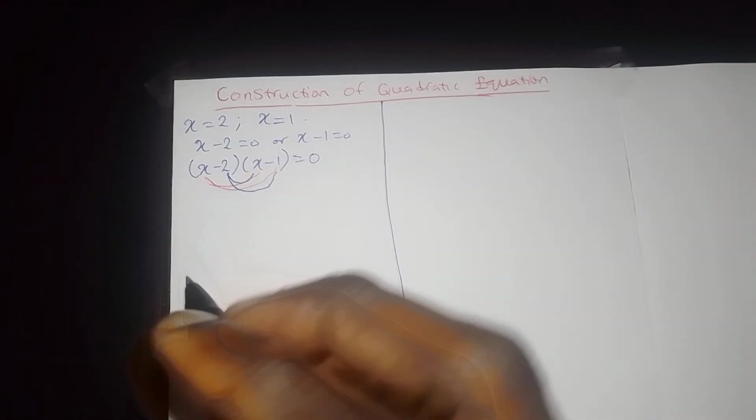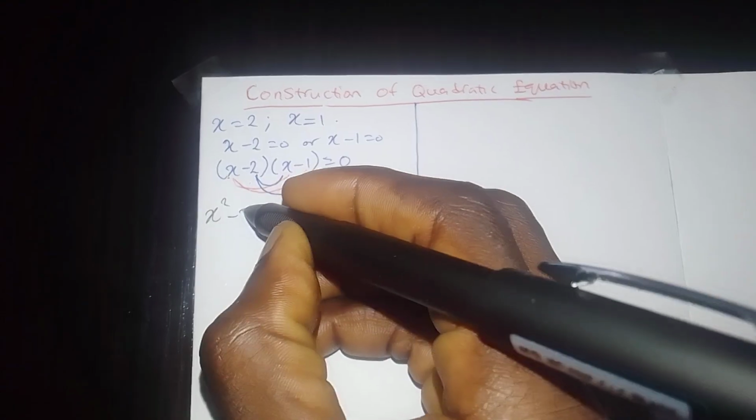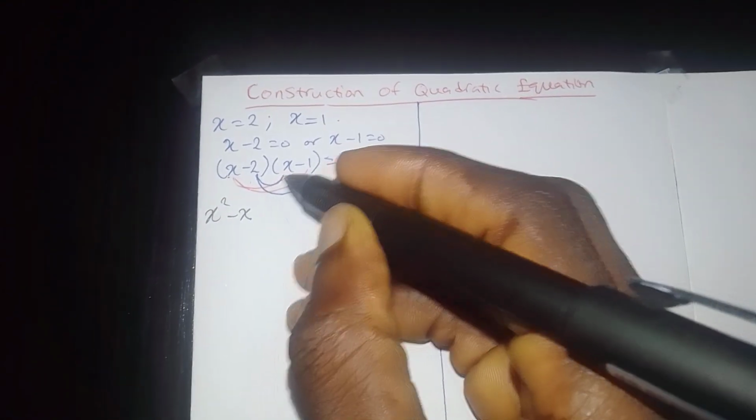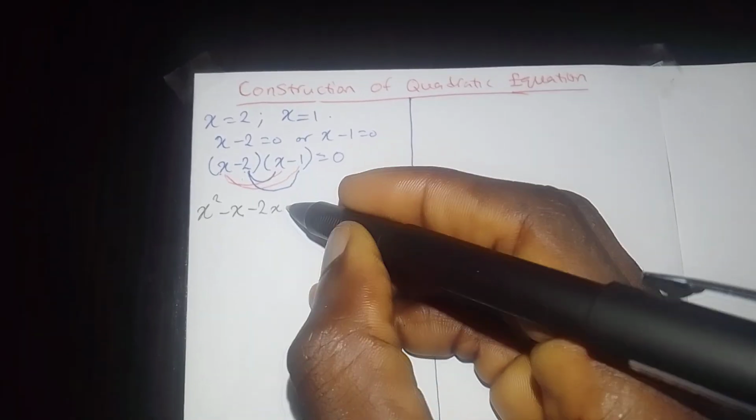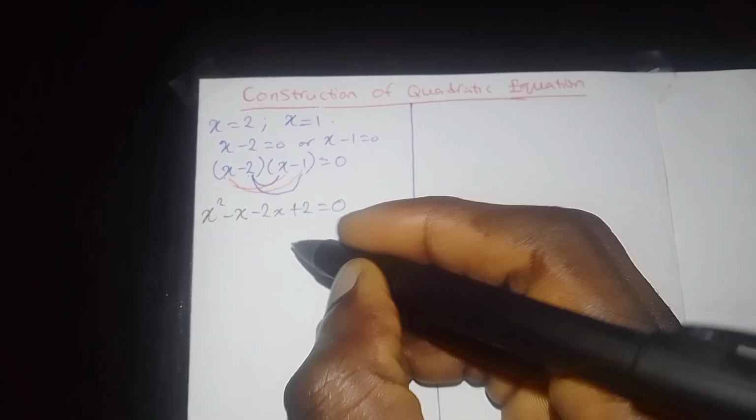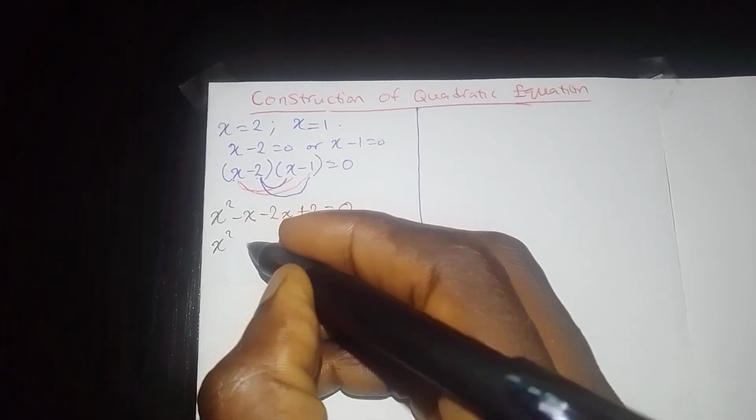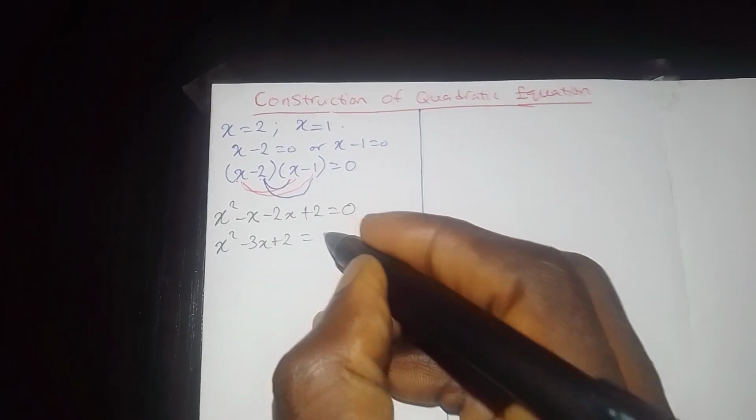So let's go by multiplying. x times x, that's x squared. x times minus 1 is minus x. The next one, minus 2 times x is minus 2x. Minus 1 times minus 2, that's plus 2, equals 0. So from here I can say x squared minus 3x plus 2 equals 0.